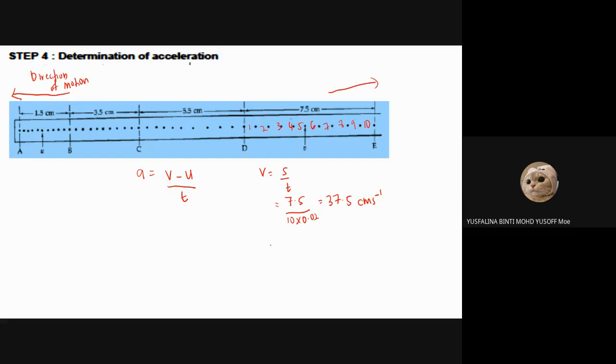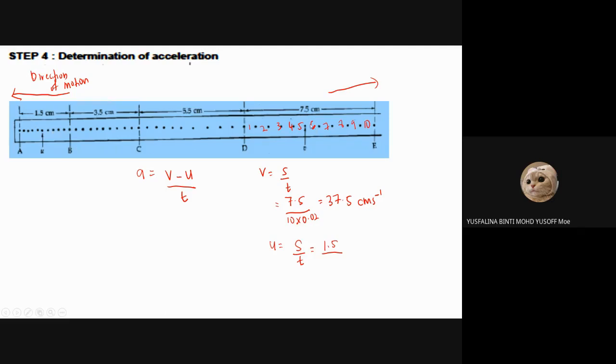Okay, so U, we use the same formula, displacement divided by time. Displacement here is the length of AB, right? I already told you the direction of motion is to the left, so this one comes out first. So this will be U. So S is 1.5. And then the time: if this part is 10 ticks, this part also must be 10 ticks. They have to divide it equally.